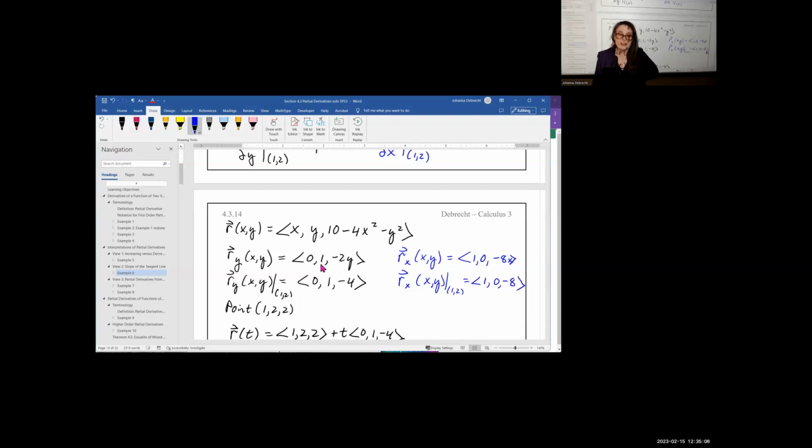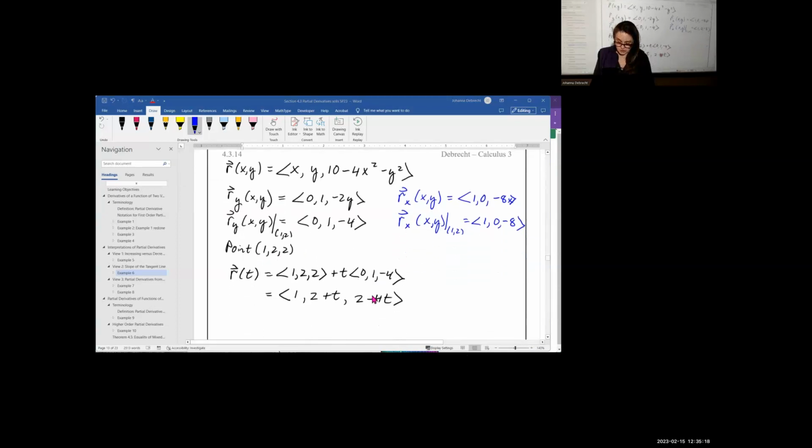So this is our vector in the direction of the tangent line. We have the same point that we had before. So our point is still 1, 2, 2. We're going to use this vector and that point in this format, and this will give us the tangent line for that part. Okay. So we're still using the same point.